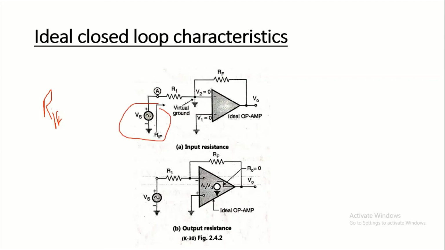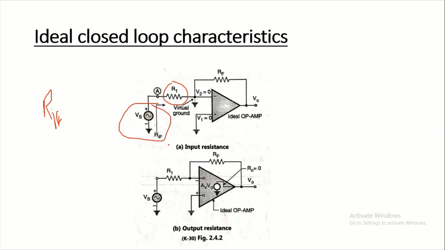Since V2 is equal to 0 due to the virtual ground concept, it means whenever V1 is equal to 0, due to virtual ground, V2 is also 0. This concept is called a virtual ground. So V2 is equal to 0, therefore RIF is equal to this resistance R1 only, meaning the resistance between point A and ground. This is RIF, the input resistance with the external feedback.